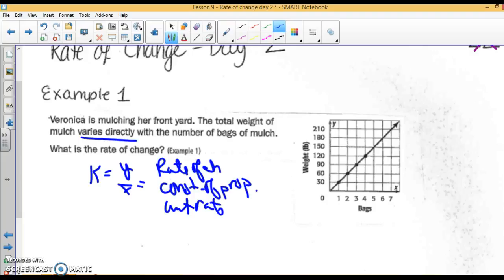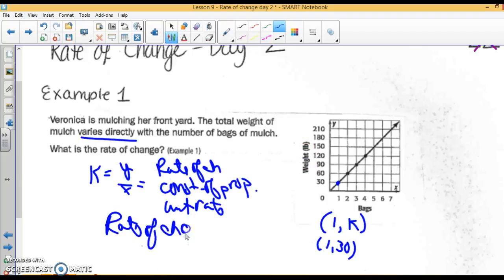And on a graph, where is K located? It is located at X is 1. Now, this one is easy to read because if I go right here, it's a major intersection. That is the point (1, 30). So, our constant rate of change is 30 pounds per bag.